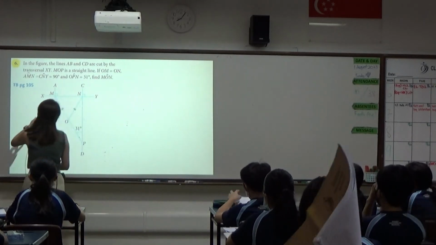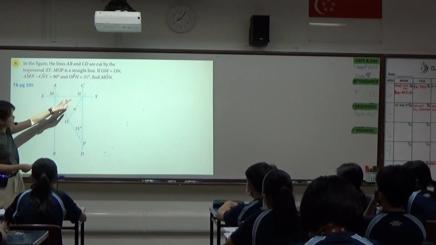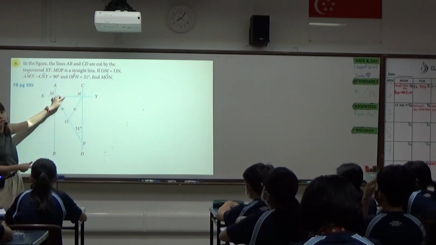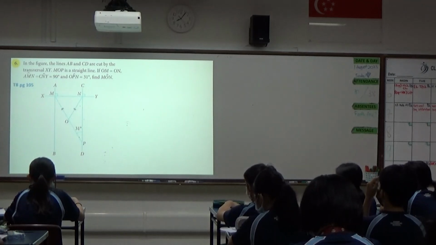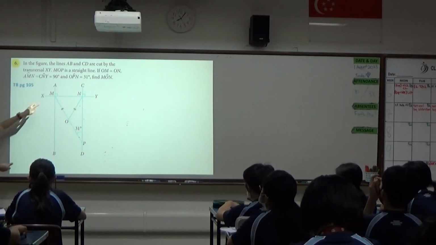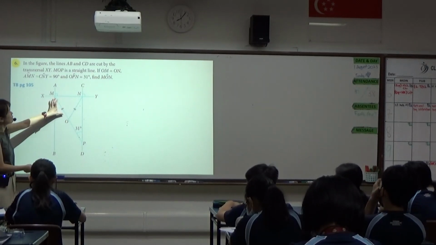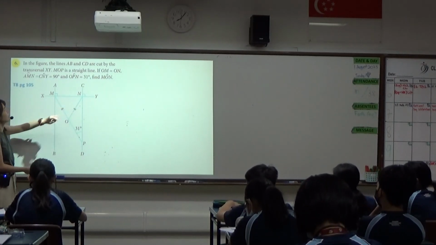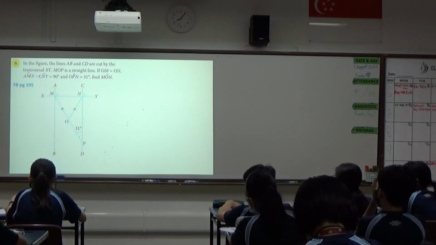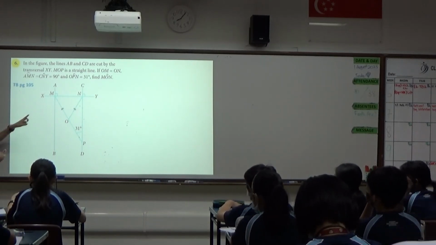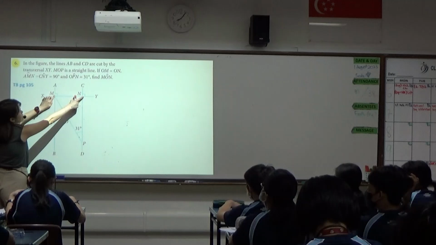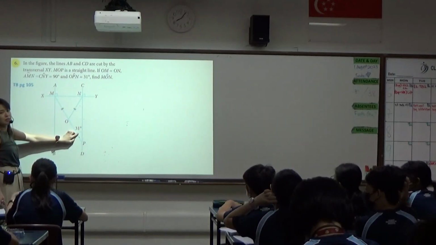xy. Okay, so AB is this line over here and CD is this line. The transversal is this line xy. Okay, MOP is a straight line. MOP is this diagonal over here. And given that OM equals ON, it's already indicated on the diagram. Okay, angle AMN and CNY equal 90 and OPM is equal to 31 degrees.